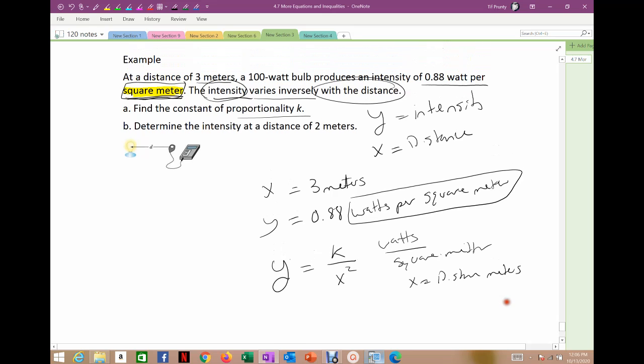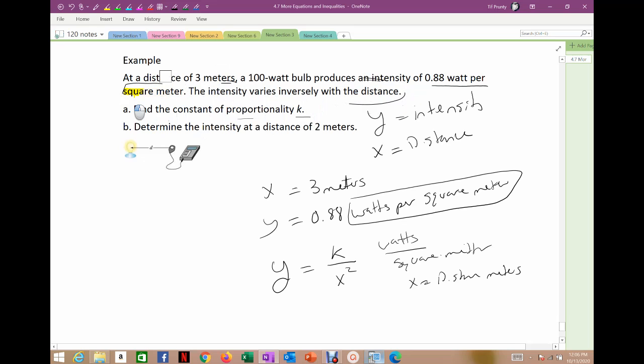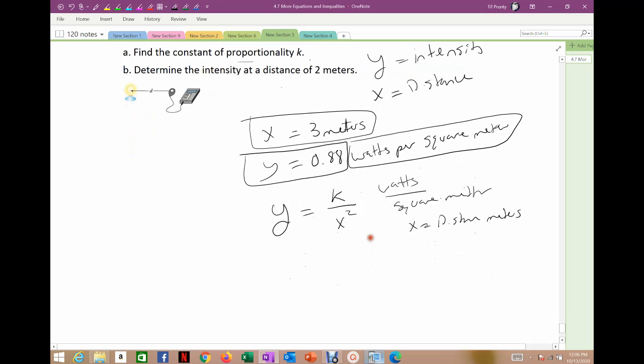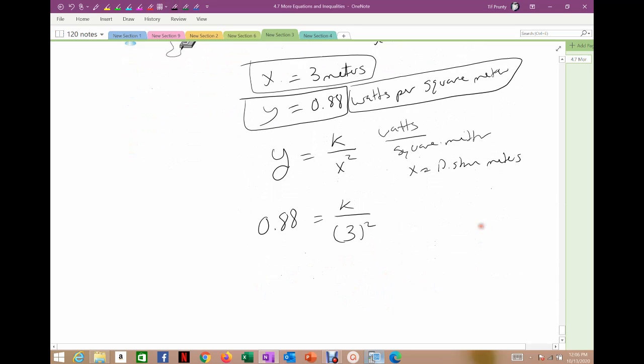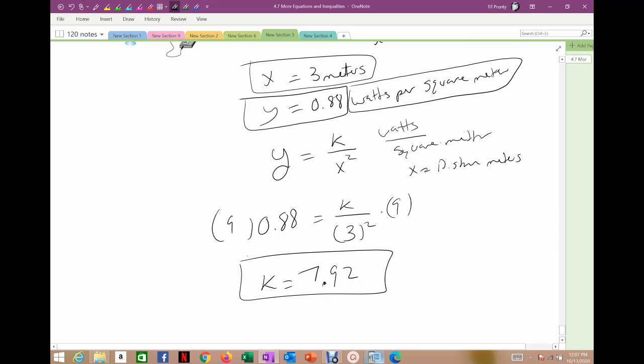So then I plug my information in to figure out k. The information they gave me to figure out k is my x, my meters, is 3, my intensity is 0.88 watts per square meter, and so again, that goes in the y part, 0.88 equals k over 3 squared. And then I solve for k. So I'm going to multiply by 9, right? 3 squared is 9, so multiply by 9. And k comes out, whatever 9 times 0.88 is, and so it comes out 7.92. So there's my constant, k, after I get it all set up, said and done.